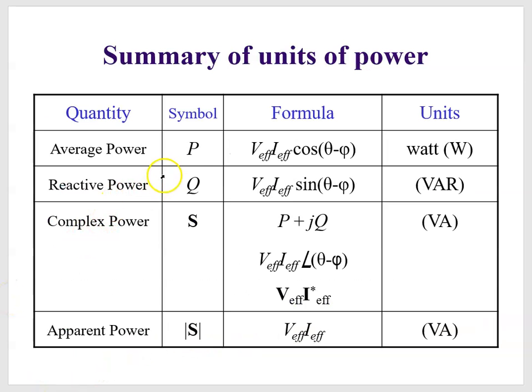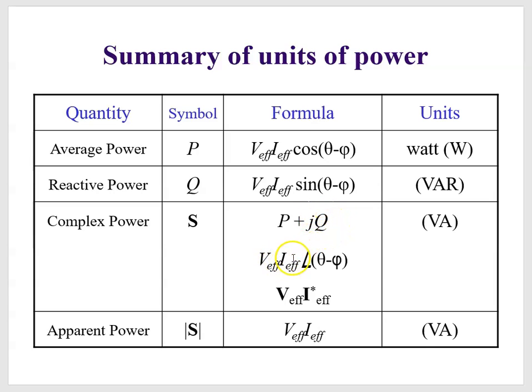So in summary, for our units of power, we have our average or real power, our reactive power, our complex power, and our apparent power. We can think of them all as components of this complex power, in rectangular form, as P plus jQ, or our average power plus j times our reactive power.